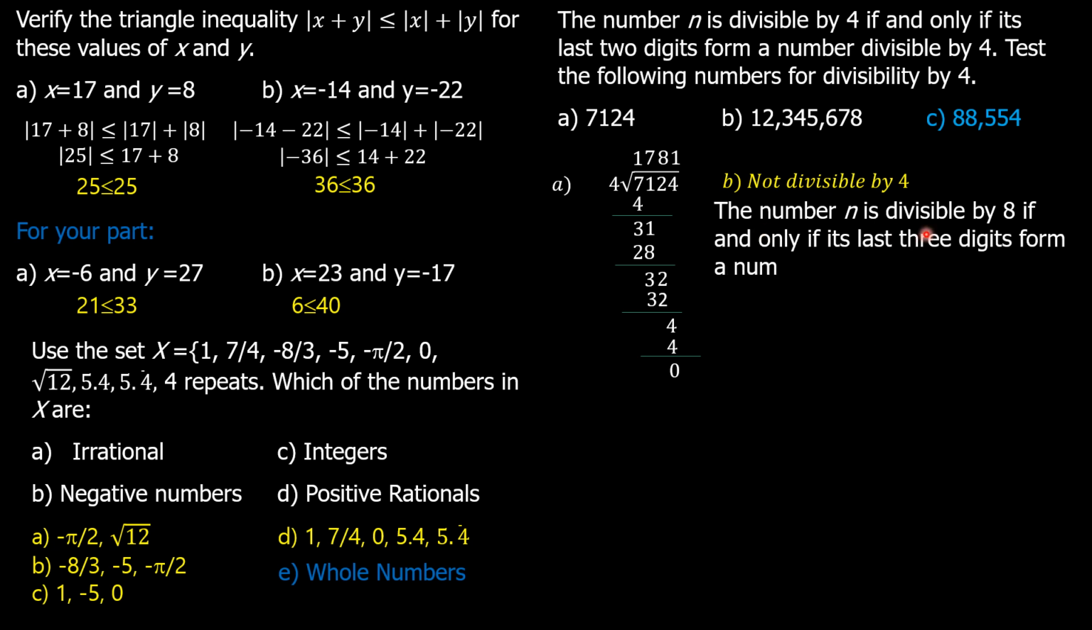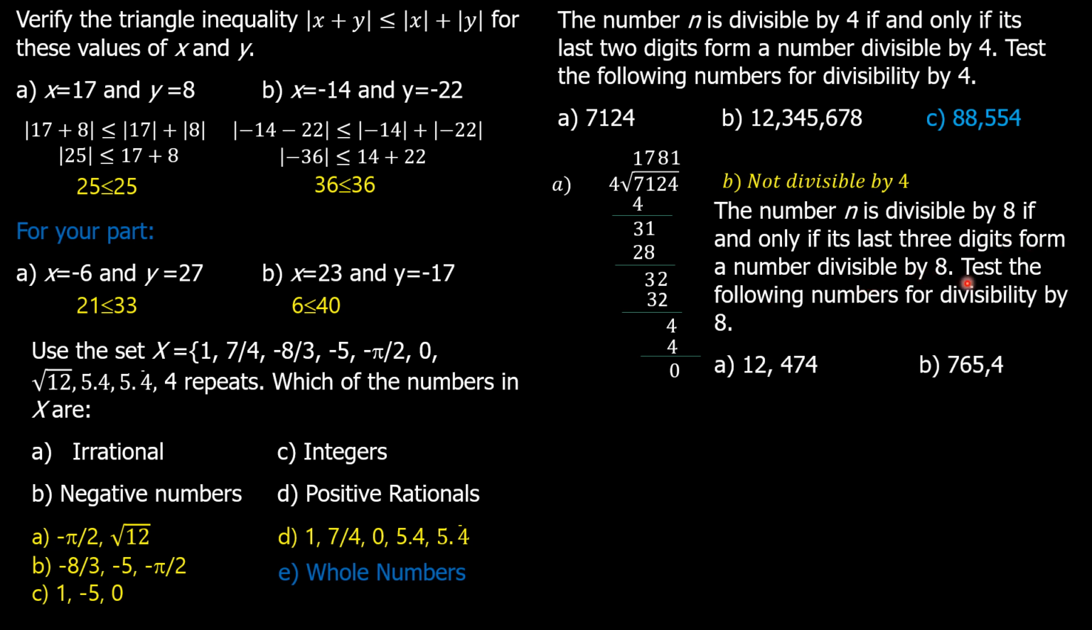Next, the number n is divisible by 8 if and only if its last three digits form a number divisible by 8. Test the following numbers for divisibility by 8. So let's test the last three digits. 47 divided by 8 is 5 or 6. 6 times 8, 46? Then 47 minus 46 is 1, bring down 4. 14 divided by 8, it is not divisible. Therefore, it shows that part A is not divisible by 8.